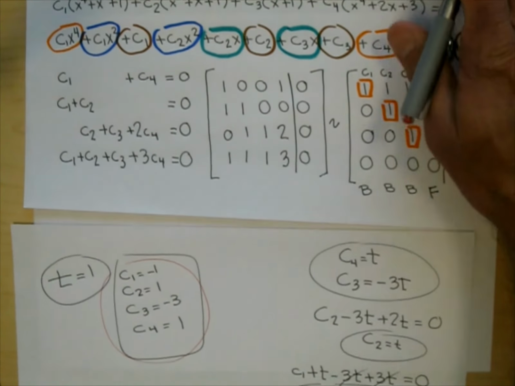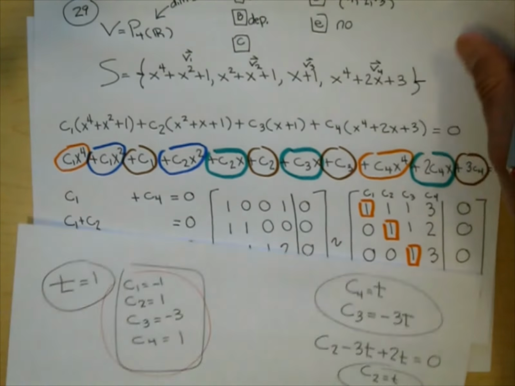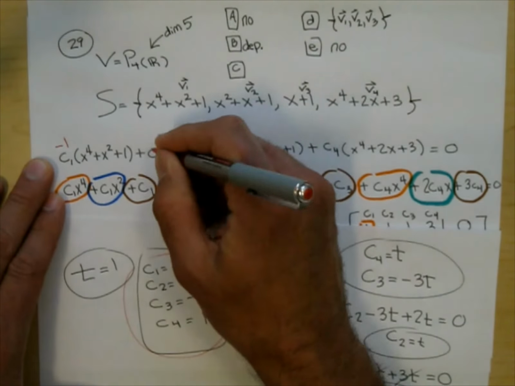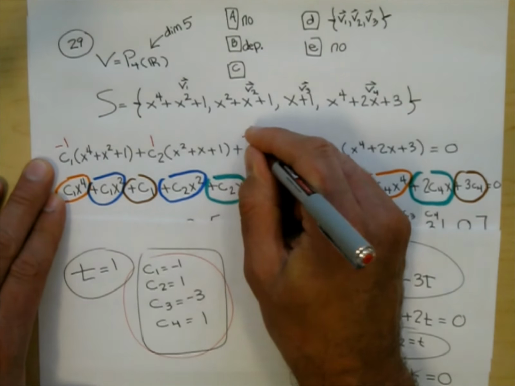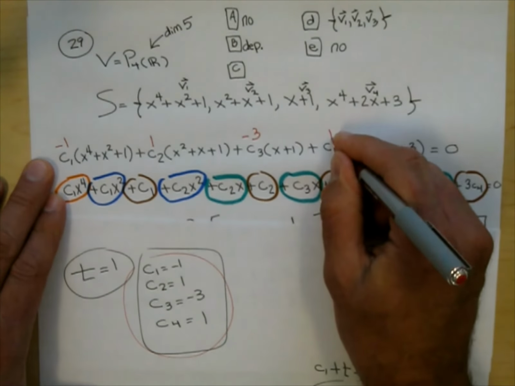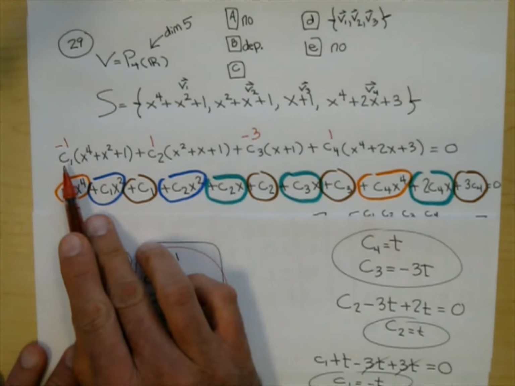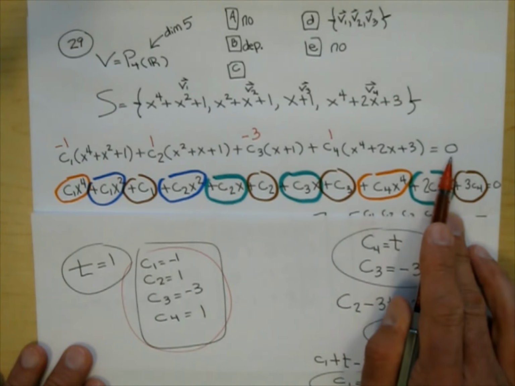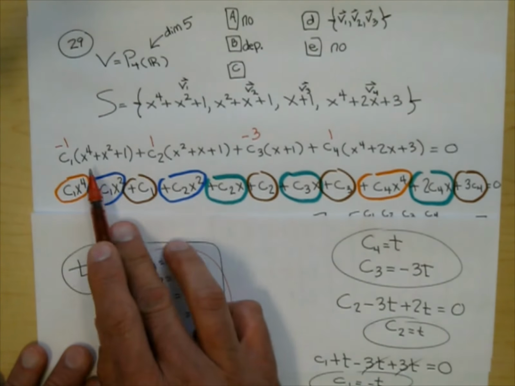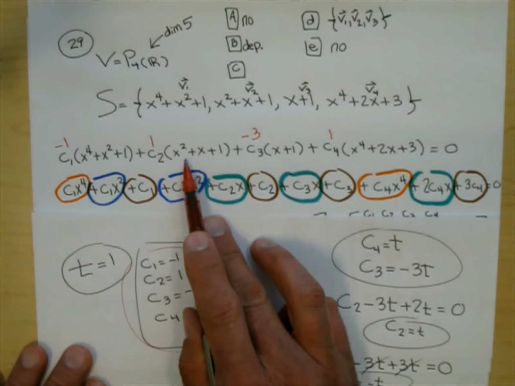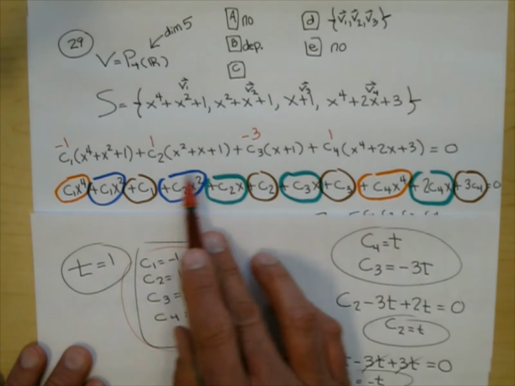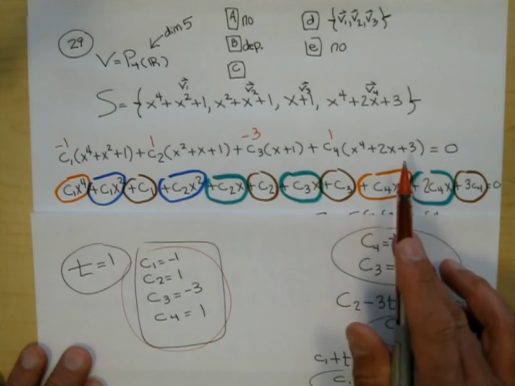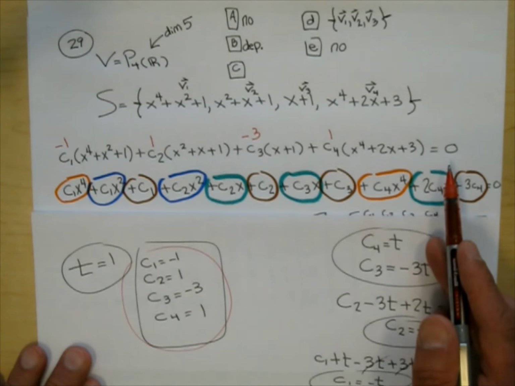And what I'm going to do is put those values right here. So this is negative 1, 1, negative 3, 1. And you can see the x to the 4th is out of there. Look, negative 1 x to the 4th, and then here's a 1 x to the 4th. And so that's 0. And then let's look at the x squared terms. There's negative 1 x squared plus 1 x squared. No other x squared terms. So you can go through that and see that this linear combination of those 4 vectors does give you 0.